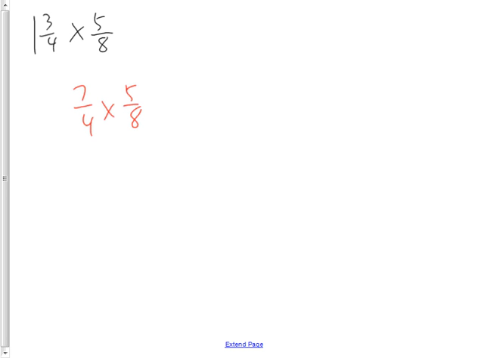Can anyone tell me what they think the most common mistake is that people make that's not really a mistake but is more work than they need to do? Common denominator. It's still going to work, right? You're still going to get the right answer if you use a common denominator. But because you're multiplying fractions, you don't need to. Multiply the numerators, multiply the denominators. You get 35 over 32, which is 1 and 3/32.